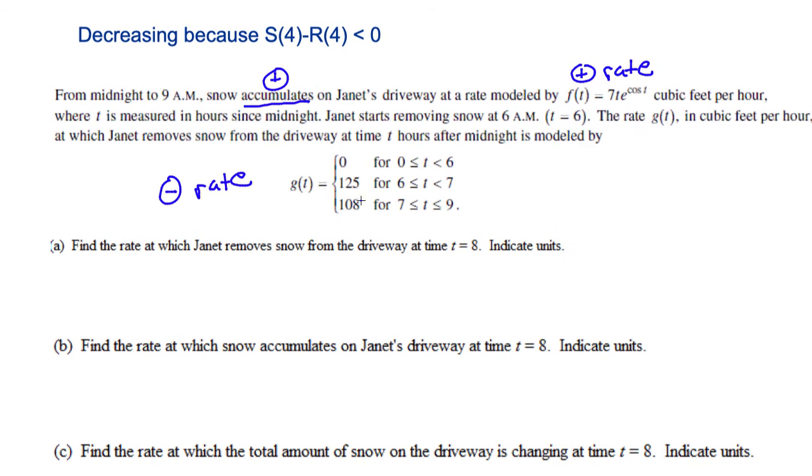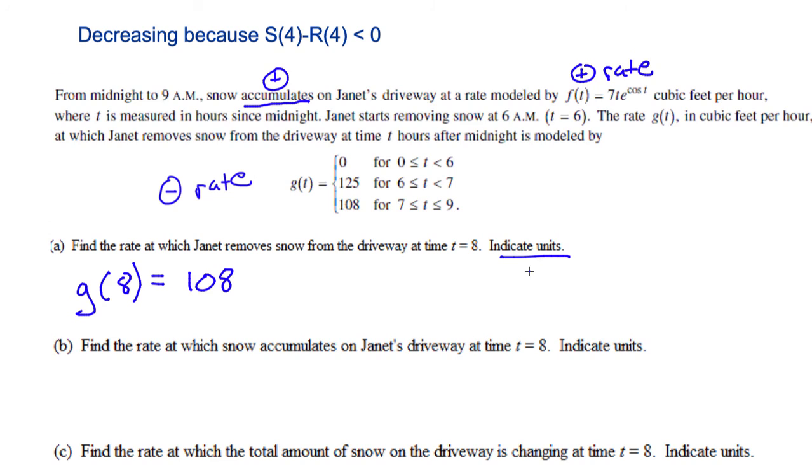Find the rate at which Janet removes snow at time is equal to 8. Well, remove snow, that's the negative rate. So it's talking about my negative rate, my piecewise function, at time is equal to 8. Well, where's 8? 8 isn't there. Ah, there's 8. 8 is between 7 and 9, so it's just 108. So we say G of 8 is equal to 108.